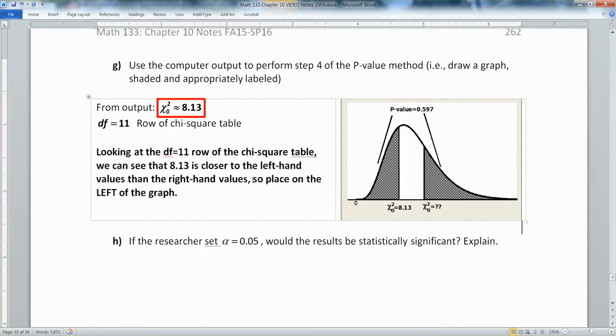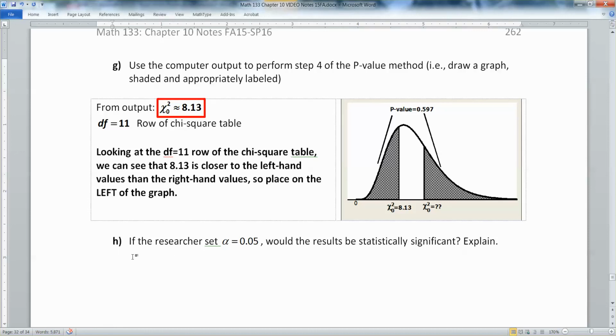And there we have it. So I just wrote that up really quickly. So we looked at the DF equals 11, degrees of freedom equals 11 row of the chi-square table. We can see that 8.13 is closer to the left-hand values than the right-hand values. And so that's why we placed it on the left-hand side of the graph. Of course, if it was closer to the right-hand, you'd make it the right one. And you don't get to know what the other test statistic is. You only found one of them. That's all you're interested in. So you don't get to find out the other one.